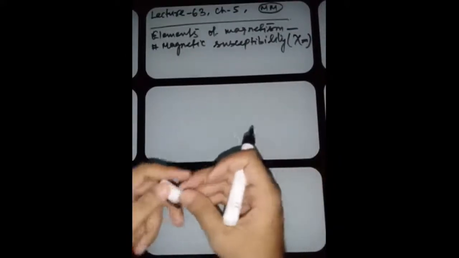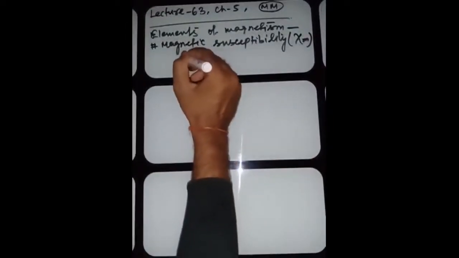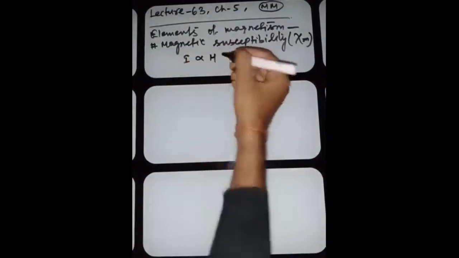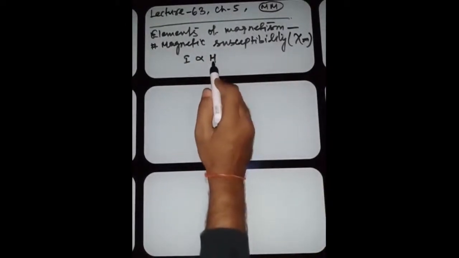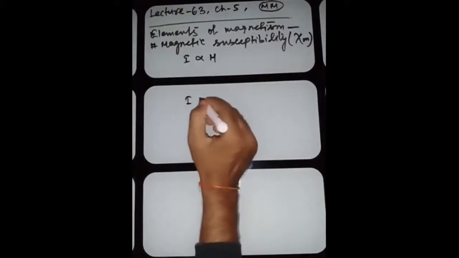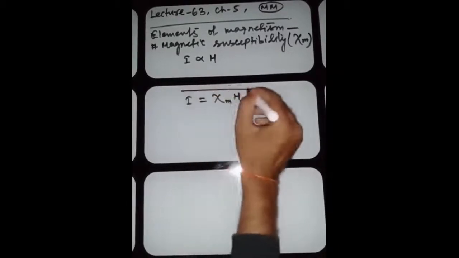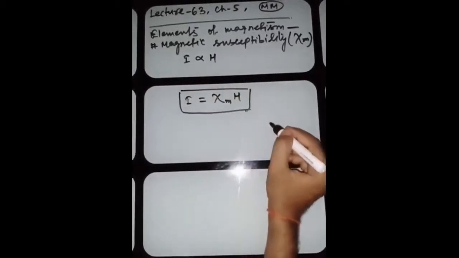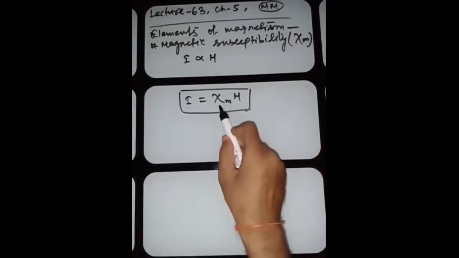Experimentally, my dear students, it has been observed that the intensity of magnetization is proportional to the strength of the magnetizing field. It means I, intensity of magnetization, is directly proportional to H. This H was n times I, try to recall. Then I equals a constant times H, and this constant is called the susceptibility. This is I equals Xi H, where Xi is the magnetic susceptibility.